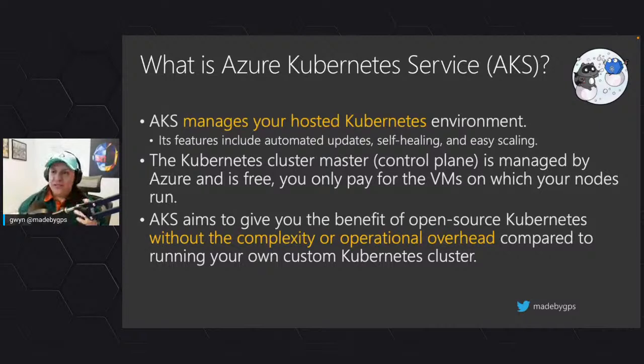The Kubernetes cluster master, also known as the control plane, is managed by Azure and is free. You only pay for the VMs on which your nodes run. Remember we were talking about the two types of nodes: the control plane nodes that manage all your worker nodes, and then your worker nodes. You're not paying for the control plane nodes, you're only paying for the ones where your workloads are deployed. You only pay for those.